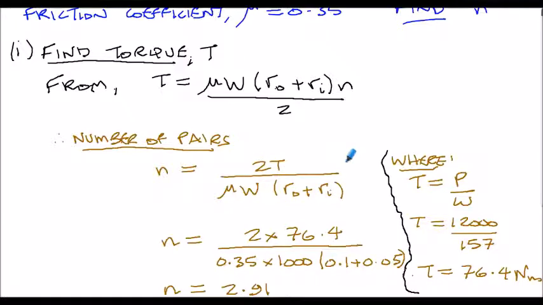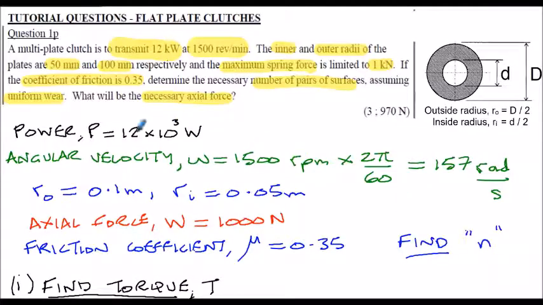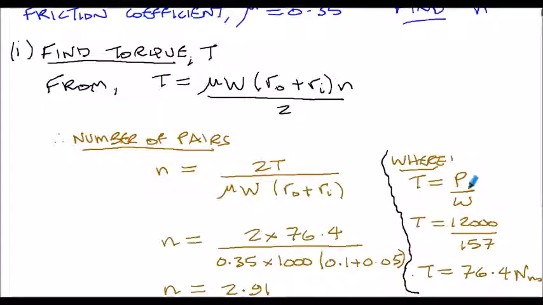Now in the question, we're implicitly given what the torque is. We can find that from the power. So the question states the power P that's transmitted for the speed omega, which we converted into radians per second, shown here at the beginning of our calculations. So in this case, the torque is 12,000 divided by the 157 radians per second. We find the torque is 76.4 newton meters. So putting all the values into the equation shown here, we can evaluate the number of friction pairs required, and that's 2.91 in this particular case.